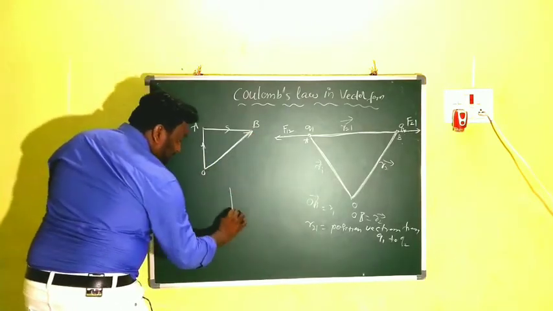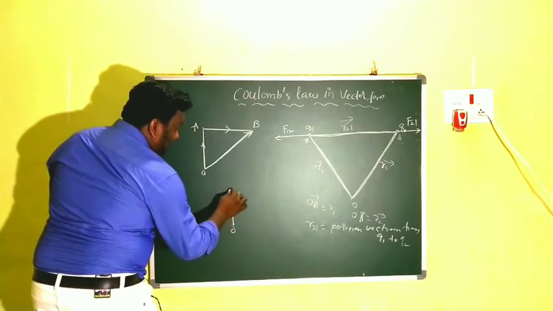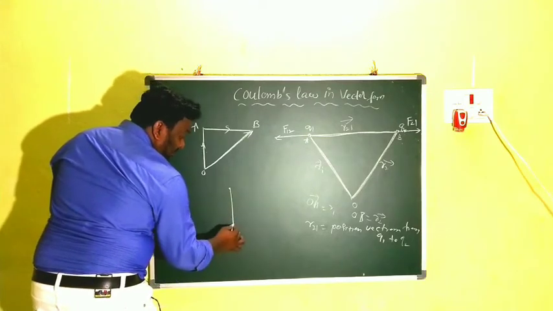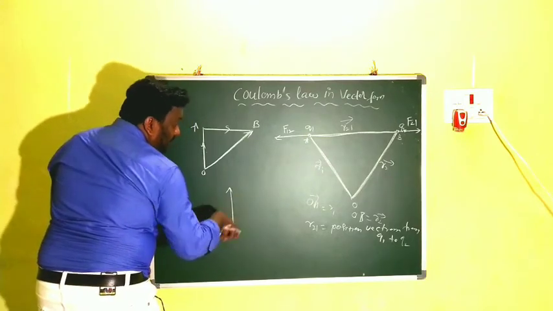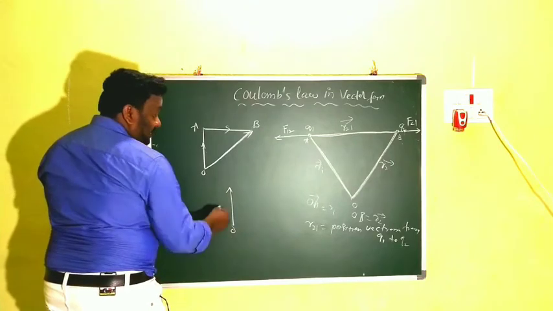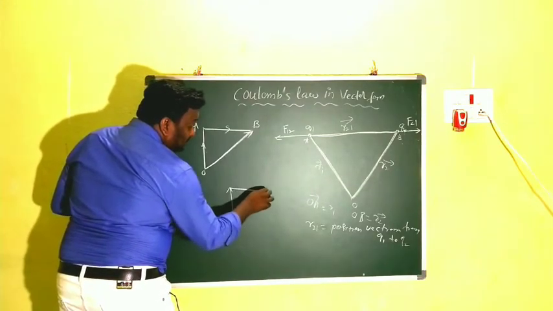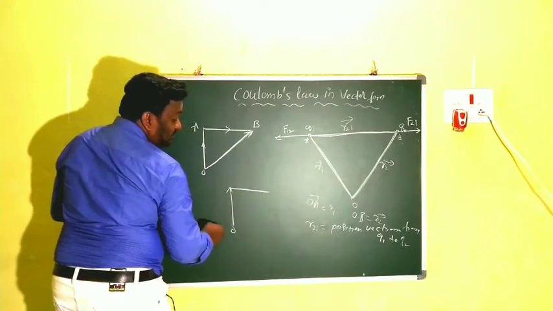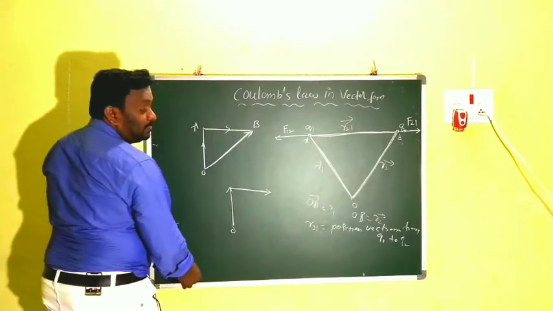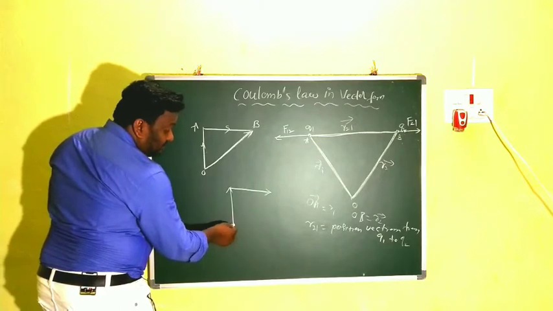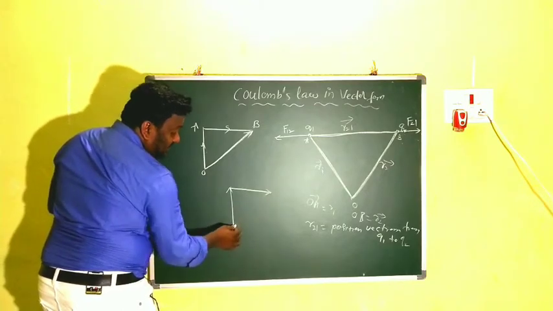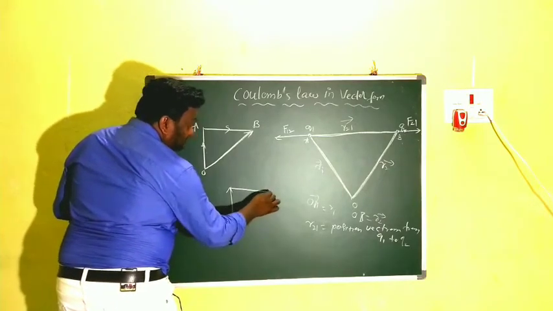So this is the O and this is the A: the initial point of the vector and the final point of the vector. Clear? Again we are taking another vector. The final point of the first one is given to the initial point of the second one. Then we can add the initial of the first vector and the final point of the second vector. We are adding like this.